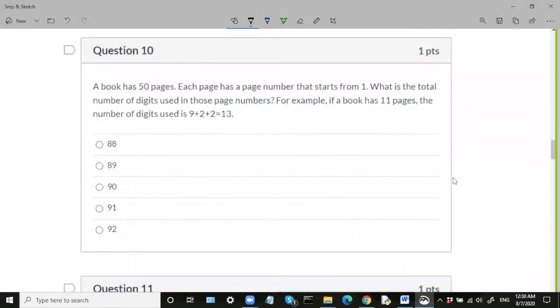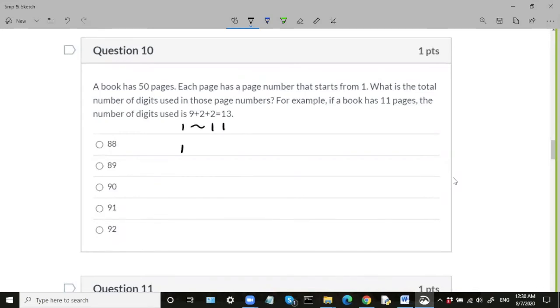Problem 10. A book has 50 pages. Each page has a page number that starts from 1. So what is the total number of digits used in those pages? So for example, a book has 11 pages. The number of digits used is 9 plus 2 plus 2 equals 13. Why? Because a book has 11 pages, so it's 1 to 11.